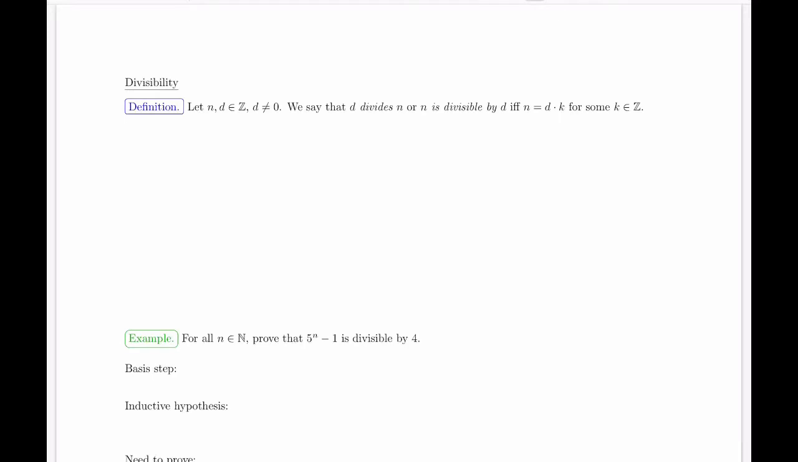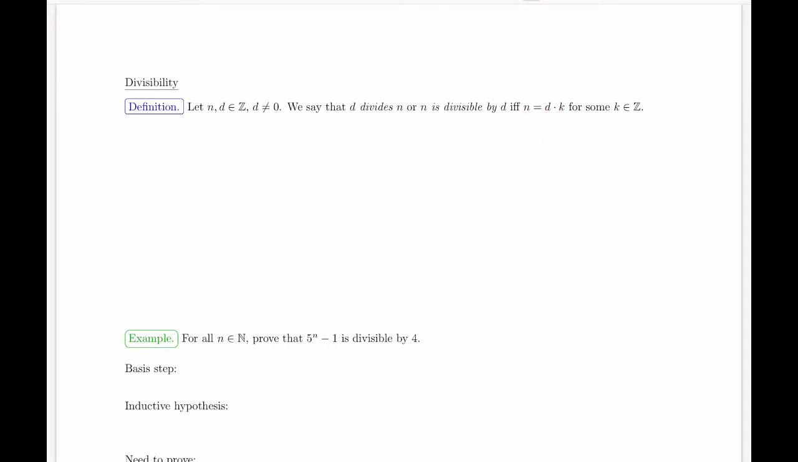In order for us to use proofs by induction on something else, we need to introduce a notion of divisibility that is pretty straightforward given the average human's acquaintance with numbers. So I'm going to start with two integers, n and d, where d cannot be 0. n is the thing we're going to be dividing, and d is what we're going to be dividing it by. We say that d divides n, or n is divisible by d, if and only if we can write n as d times some other integer k.